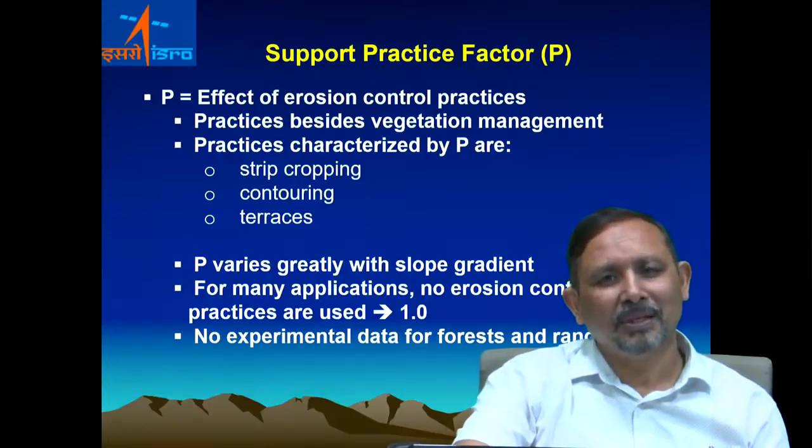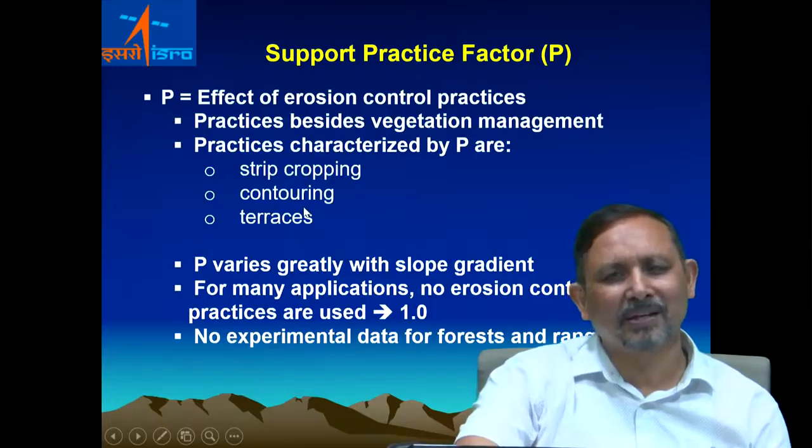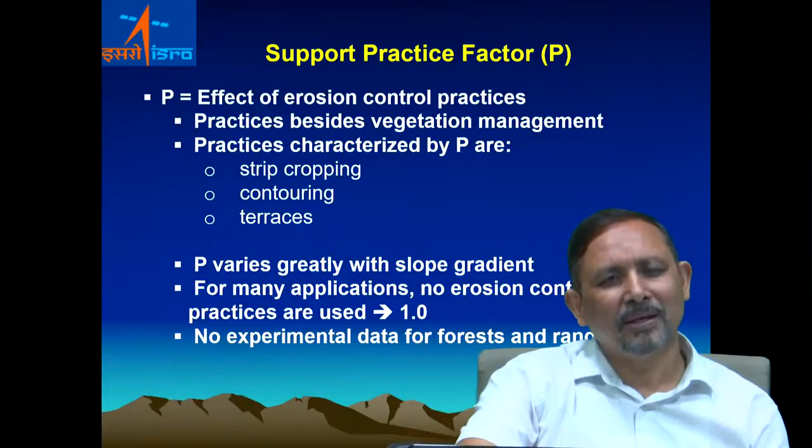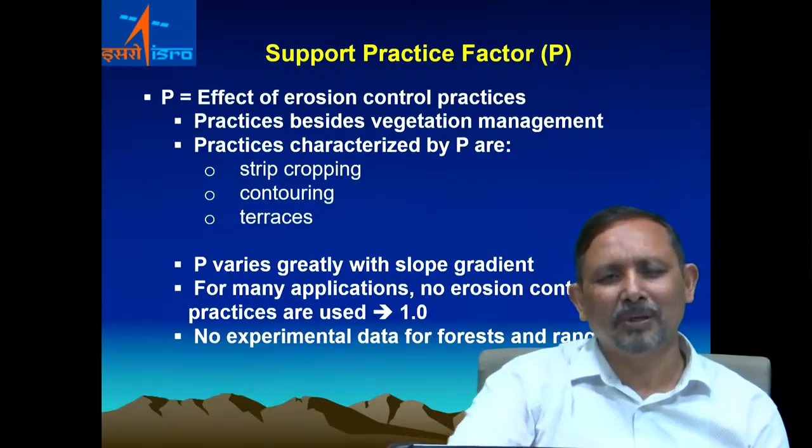But if there is some crop, then the C value will be less than 1. And if he is doing strip cropping, contouring, or terracing, any management practice, then the P value will be less than 1. How we give this value, you can take from the reference literature. Those values have already been established by research organizations, and you can take the direct value. But you have to map the vegetation cover or land use land cover using remote sensing data.